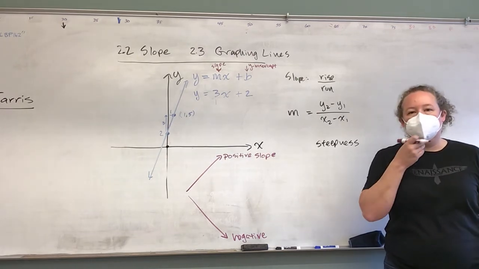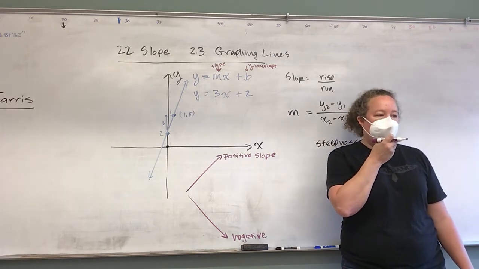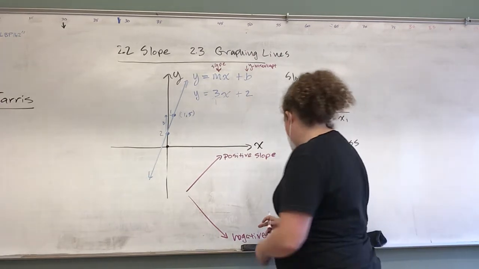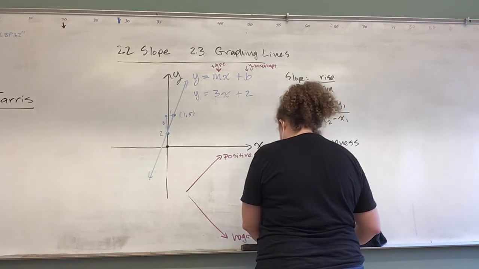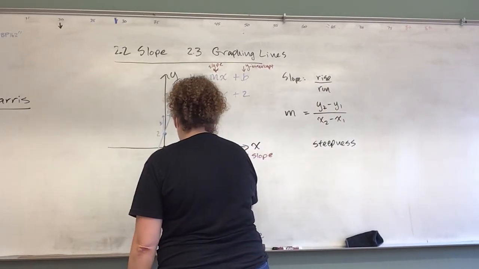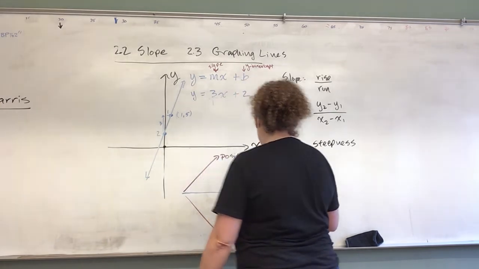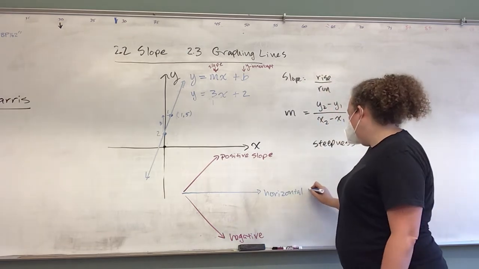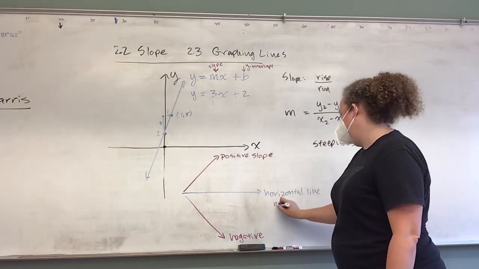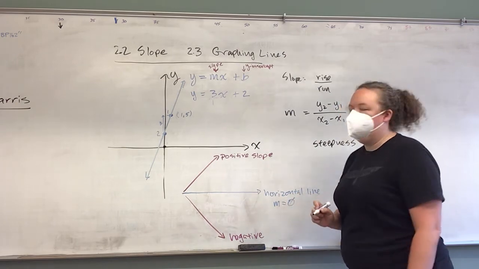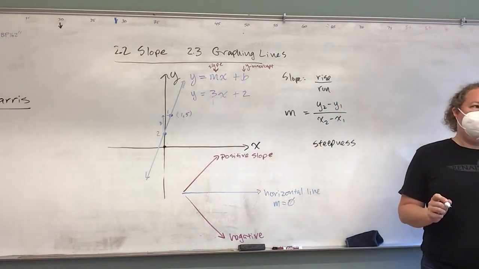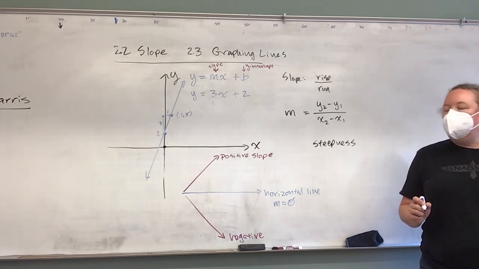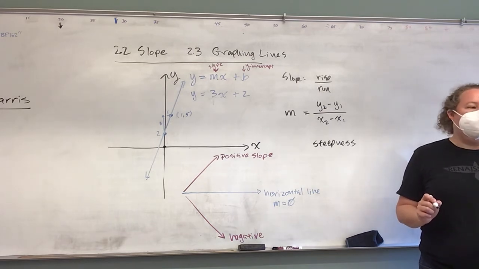What number falls between positive and negative numbers? 0. So a horizontal line, the slope is 0. If the slope is 0, what's the equation of a horizontal line going to look like?